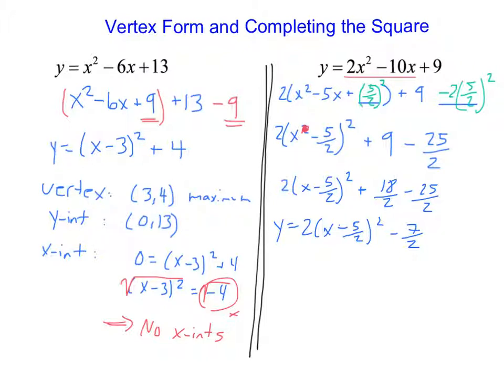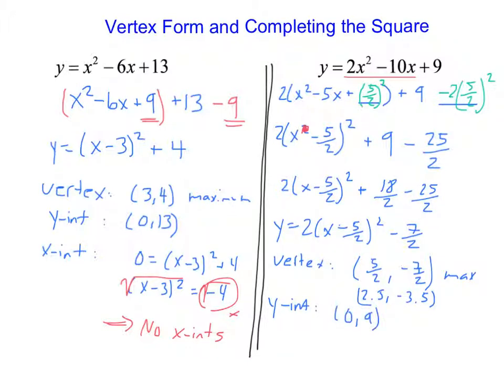All right. So, some questions about the vertex. The vertex for this one is going to be a maximum. We're going to flip this. It's at 2.5, 5 over 2, comma, plop this one, negative 7 over 2. Or 2.5, comma, negative 3.5. And that is a maximum. The y-intercept at 0, 9. Now, easiest to get that from here.